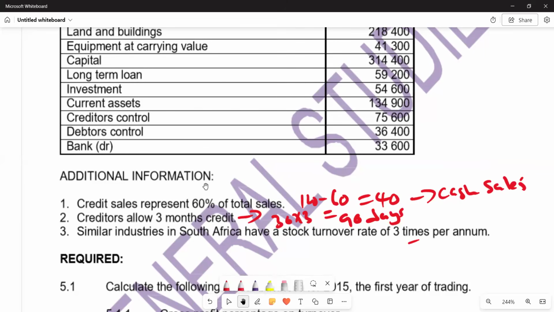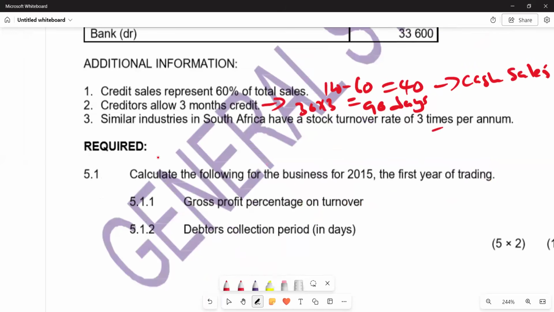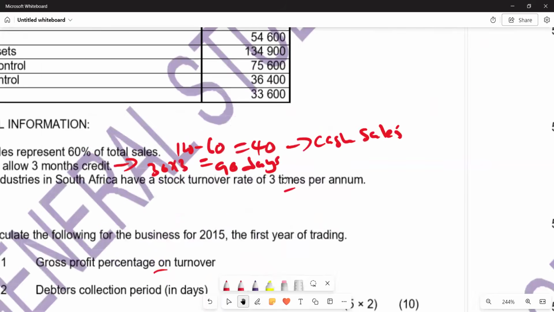So we're going to start by looking at the first part of the question. You'll see that 5.1 is saying calculate the following of the business for 2015, the first year of trading. 5.1.1, gross profit percentage on turnover, is the first ratio that we want to calculate. So we're going to put down the formula first and then we calculate it.